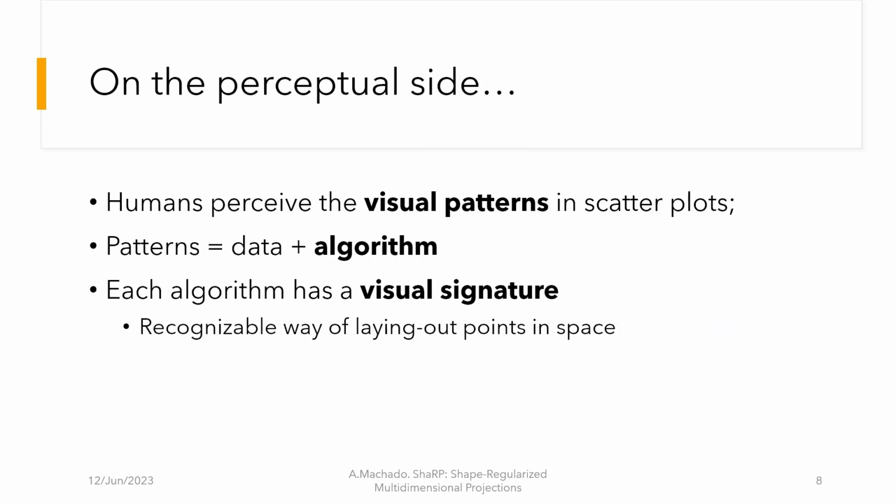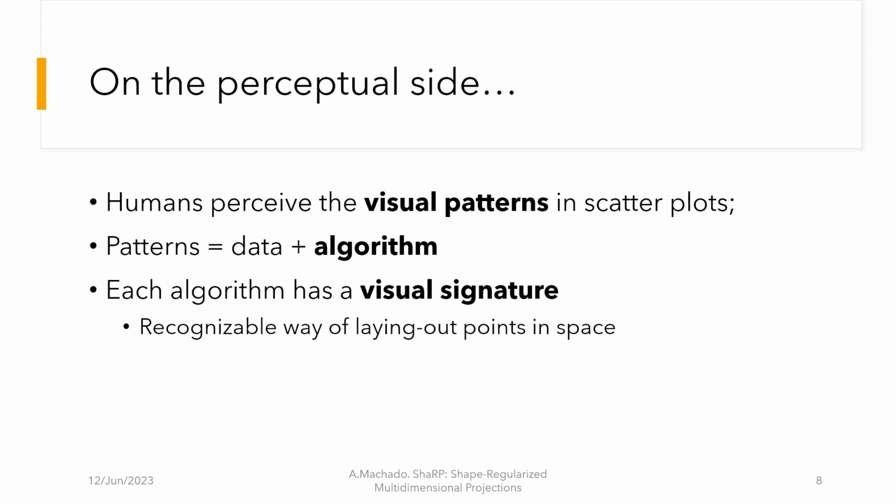On the perceptual side, though, it's important to notice that humans do not take in the scatterplots we have just seen point by point. We perceive overall visual patterns: grouping of data points, interspacing of data points, shapes of the clusters that emerge. We might use different variables to color them, and that's going to create different visual patterns. These patterns are of course derived from data, but they're not only derived from data, they're also very much related to the algorithm that generated the projection.